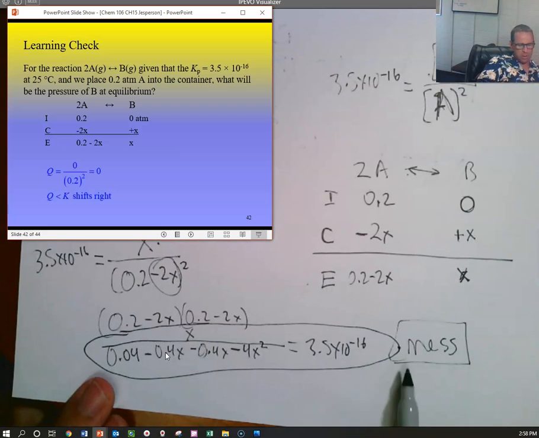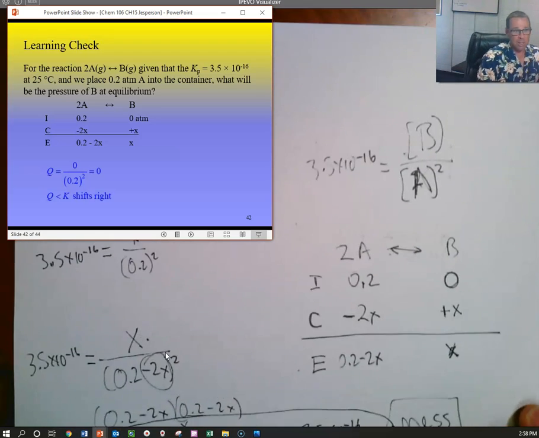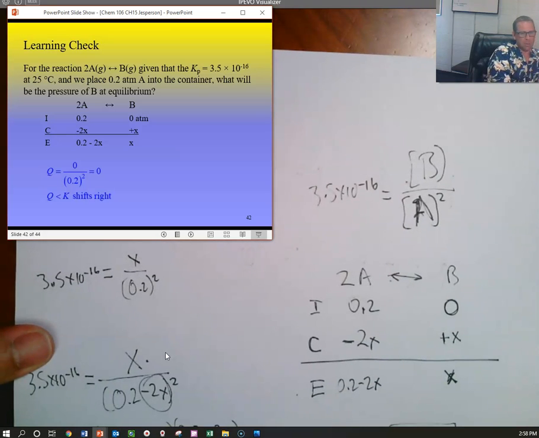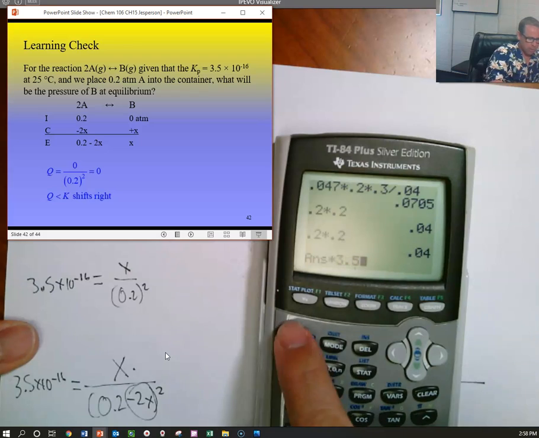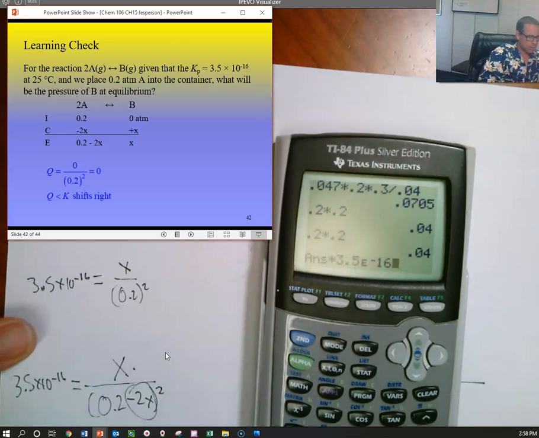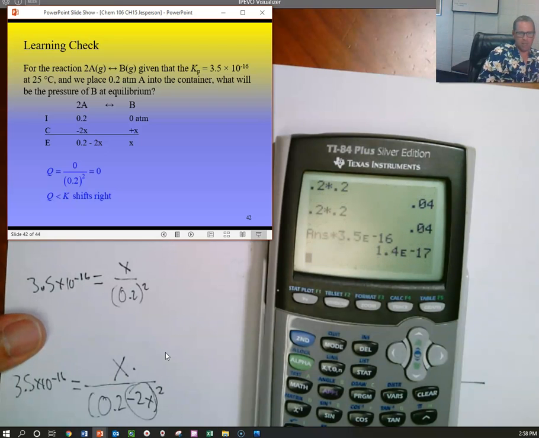All right, so we dropped our x value there. Now, we could have gone on and solved it and gotten the same value in the end. But this is a way that we can have confidence we can drop it and save ourselves a lot of heartache, right? So basically 3.5 times 10 to the minus 16 times 0.2 times 0.2, 0.04, equals 1.4 times 10 to the minus 17. And that is what our x value will equal. 1.4 times 10 to the minus 17. And that will be our concentration of B once equilibrium is reached. All right.